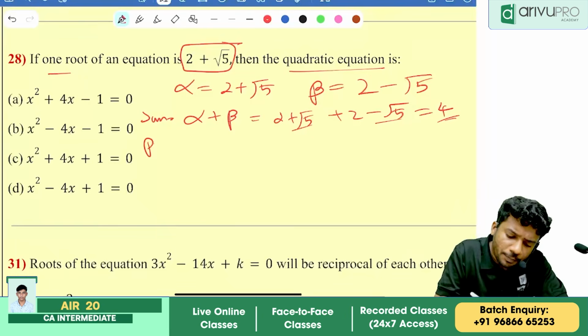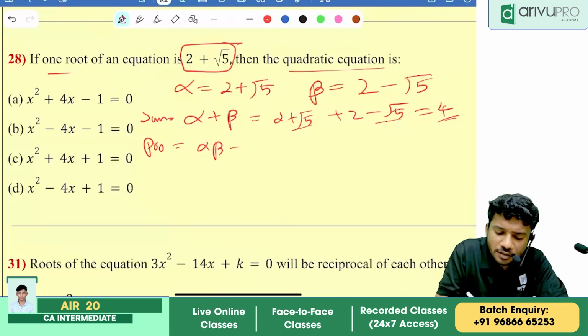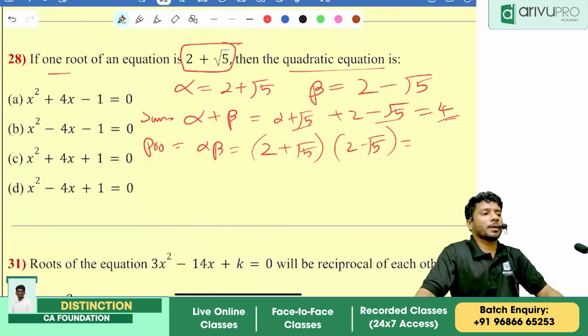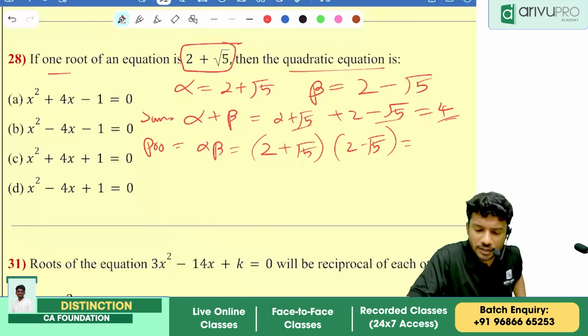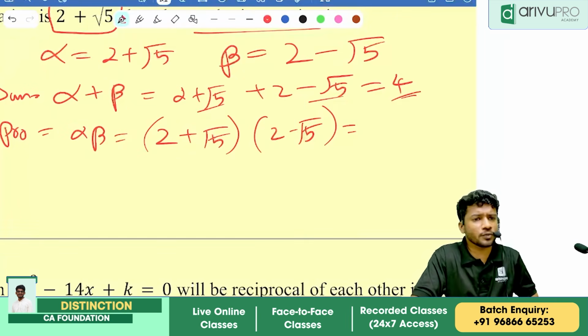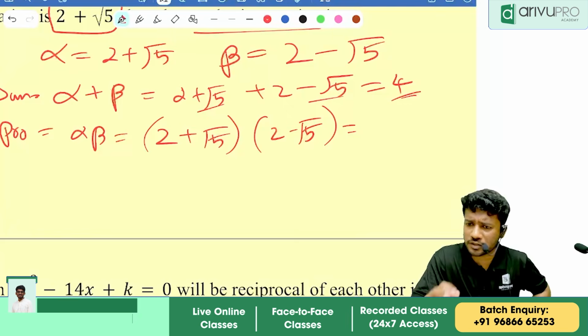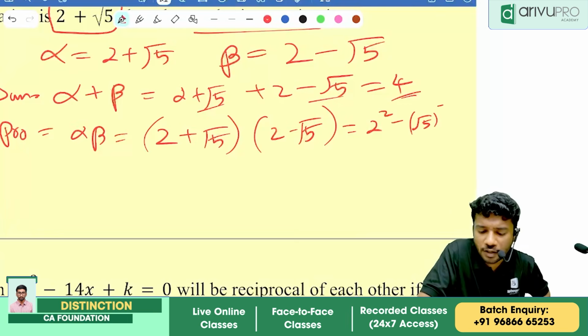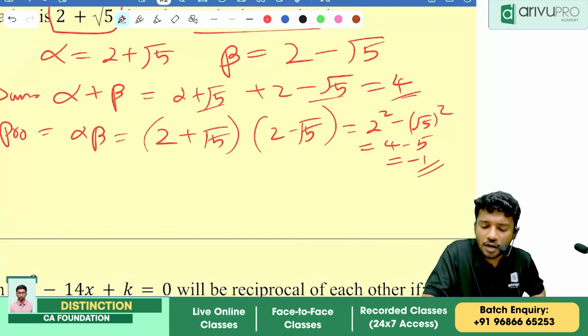Then what is the product, alpha beta? That is 2 plus root 5 into 2 minus root 5. This is of what form, people? a square minus b square. a plus b into a minus b is a square minus b square. That is 2 square minus root 5 the whole square, which is equal to 4 minus 5. The answer is minus 1.